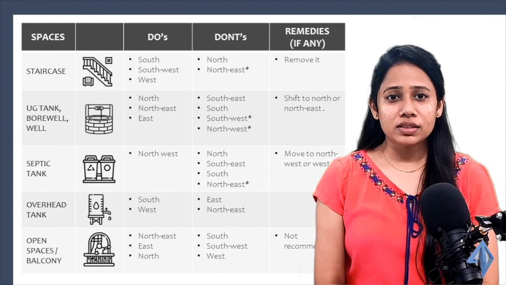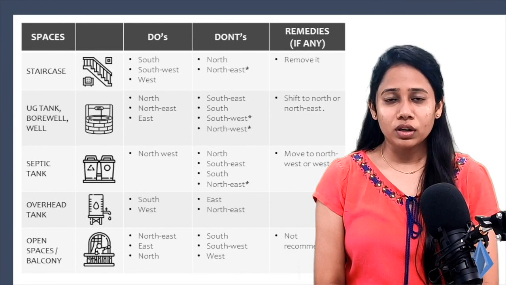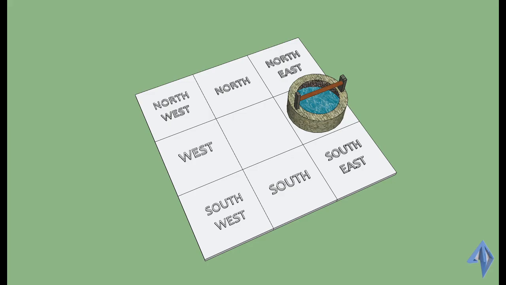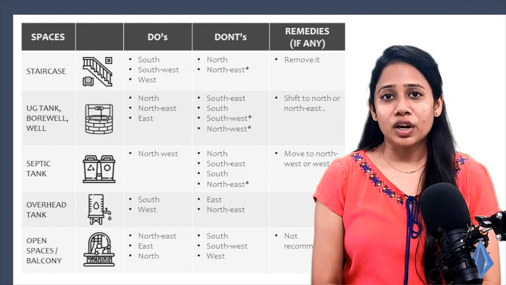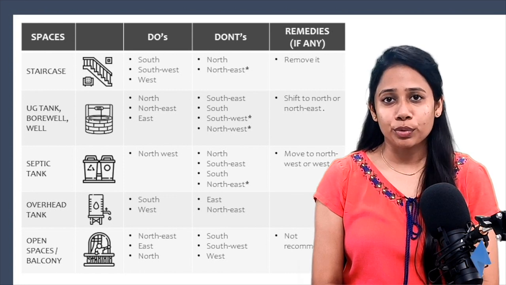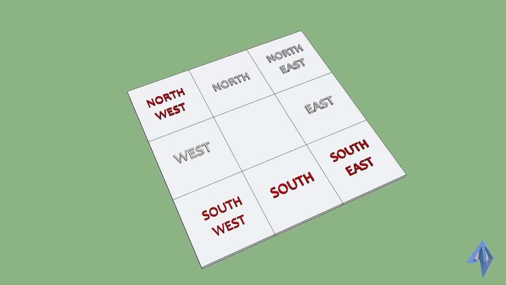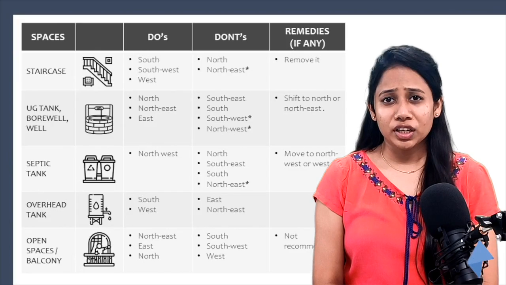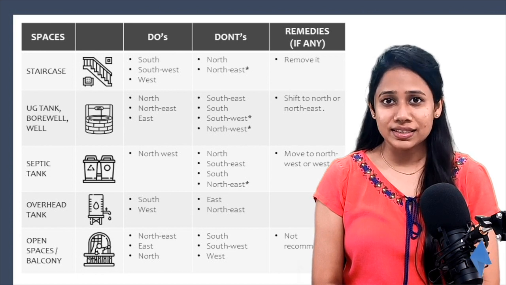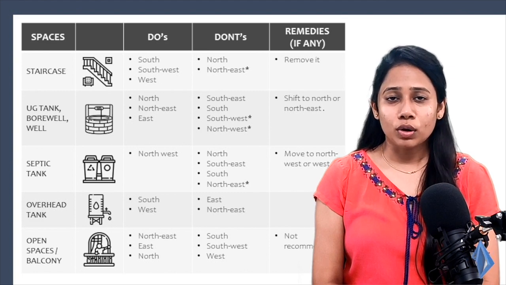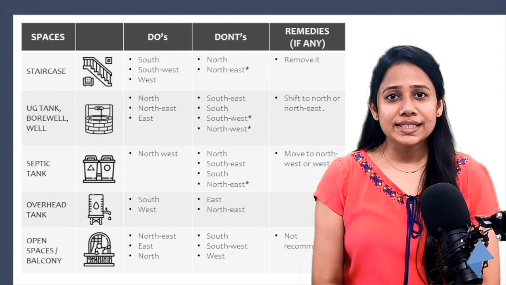The next object is underground tanks, borewell or wells. You can place these objects in north, northeast and east. These are the directions where we receive the ultraviolet rays, which help in killing bacteria and make the water pure. You should avoid placing these objects in southeast, south, southwest and northwest. But if you have underground tanks in these directions, make sure you remove it from there or shift it towards north or eastern zone.